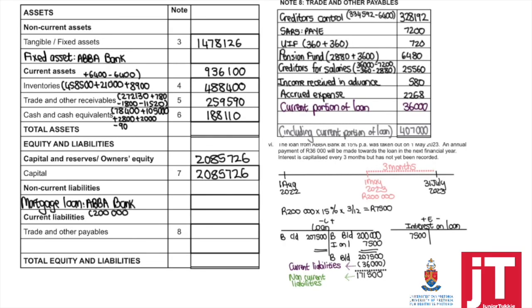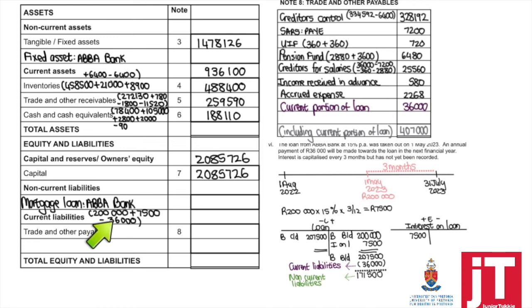And then we had note number 8. So again with note number 8, if you choose to show current portion of loan as part of trade and other payables, it means that 407,000 will appear as part of trade and other payables, and that will be your current liabilities. Or you can do the following. 200,000 was the mortgage loan. 7,500 should be added, the interest on loan.